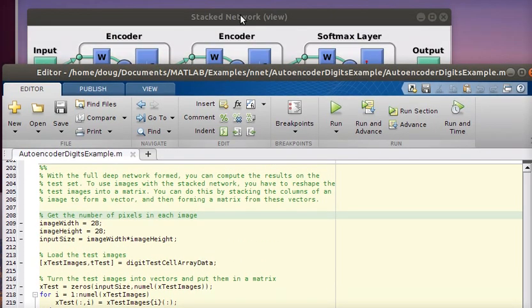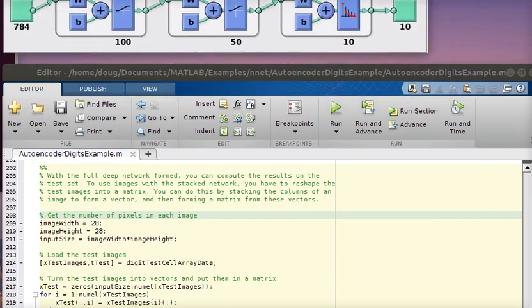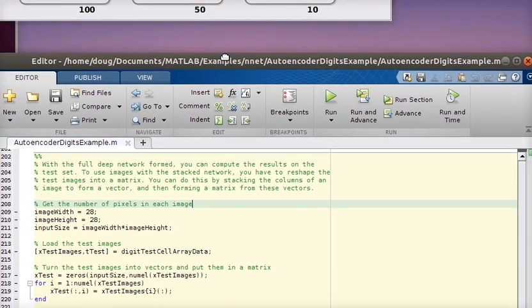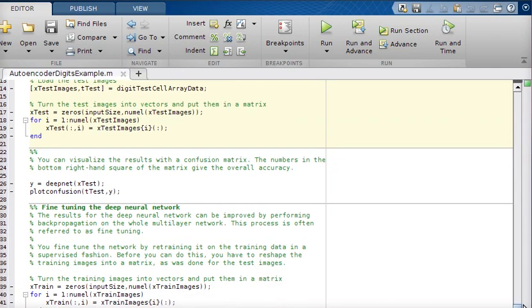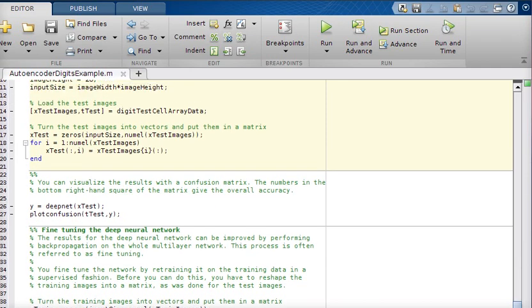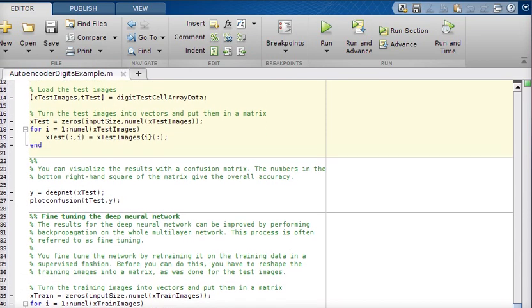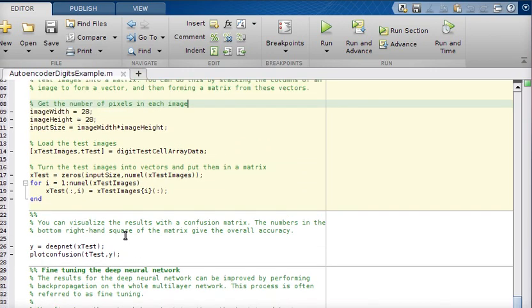Where's the training? I guess we haven't started training yet. Oh, that's in the next one. Oh, I guess we're not training. Sometimes we fine-tune the parameters. Oh, I guess that's coming. Oh, we're going to try to use the deep network as is. So let's go ahead and test that.